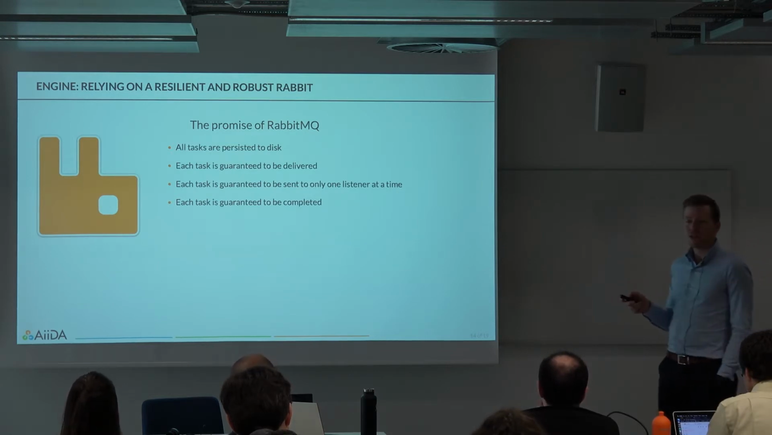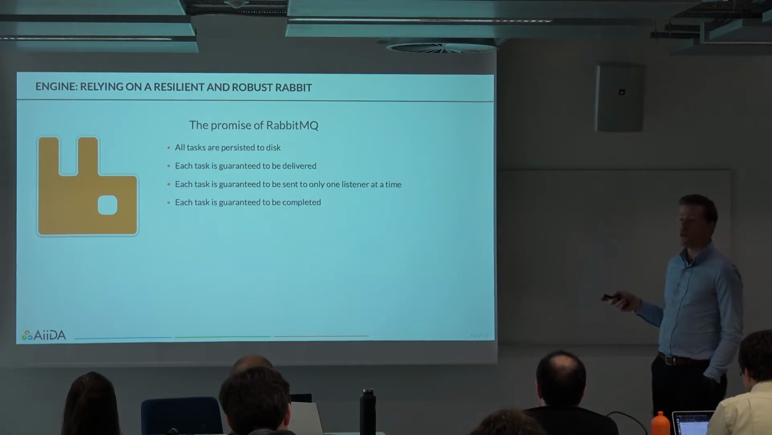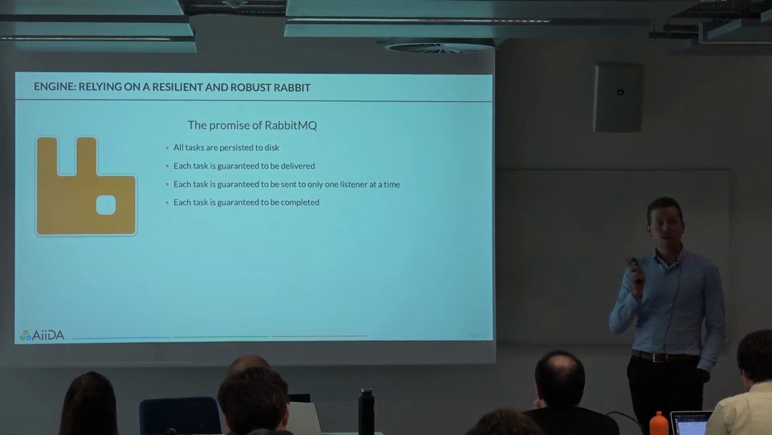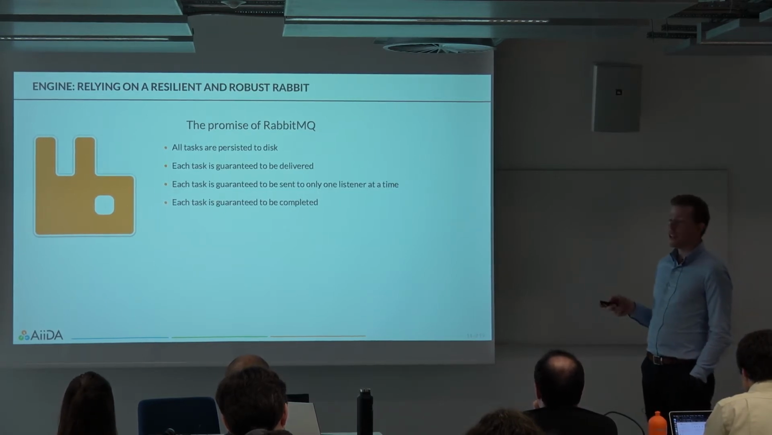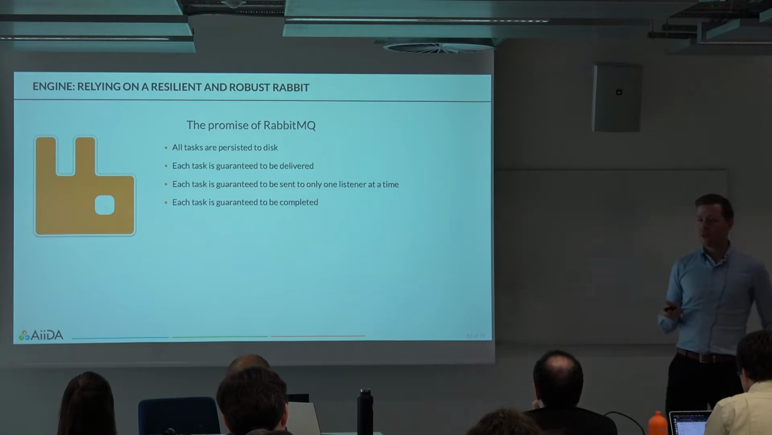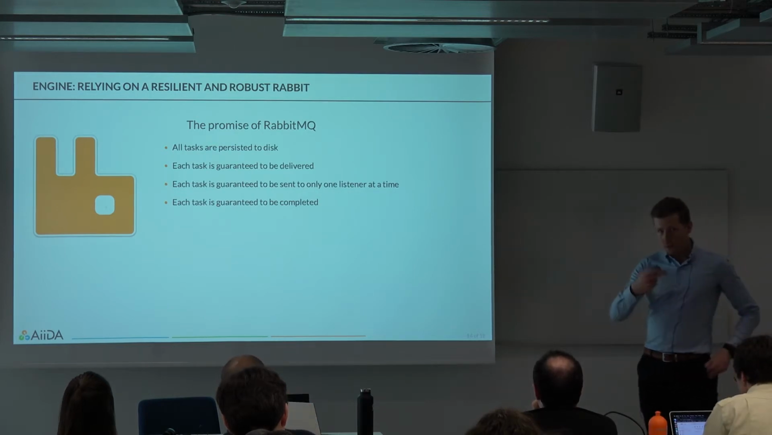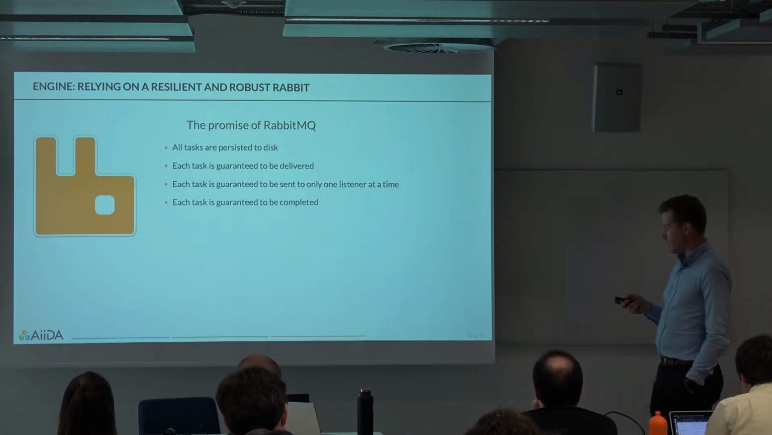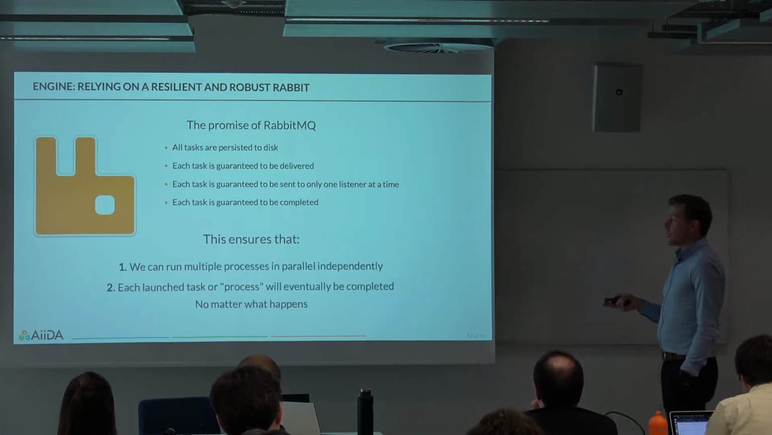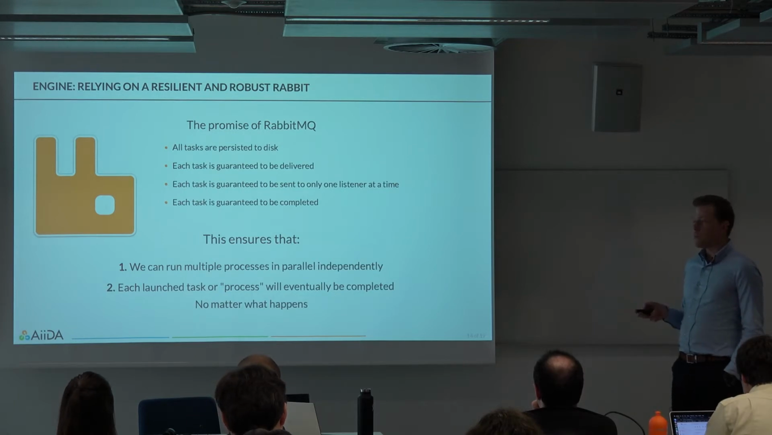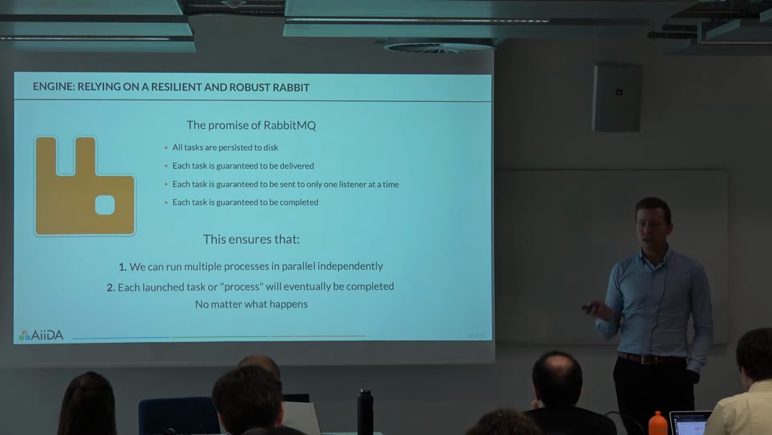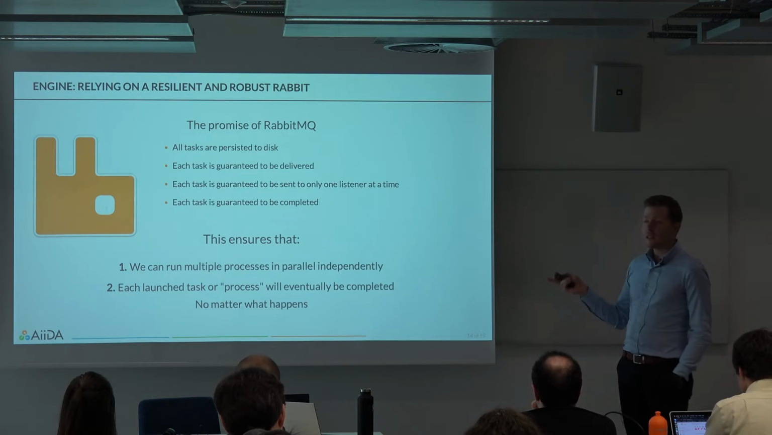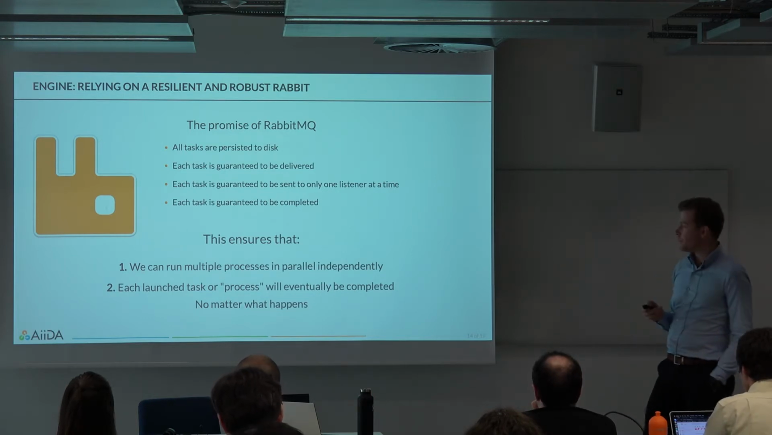And each task is guaranteed to be delivered, and only delivered to one worker. So it will make sure that every task that it gets will be sent to a worker, and the worker will start working on it. And it will resend it until that task is complete. So until it gets the confirmation from the worker, OK, it's done, I've completed it, it will keep resending it. So this gives us basically the possibility to run multiple processes in parallel independently. And we will make sure that even if your machine dies or the remote dies, as soon as it at some point is restarted, it will automatically restart all processes, and they will be finished.